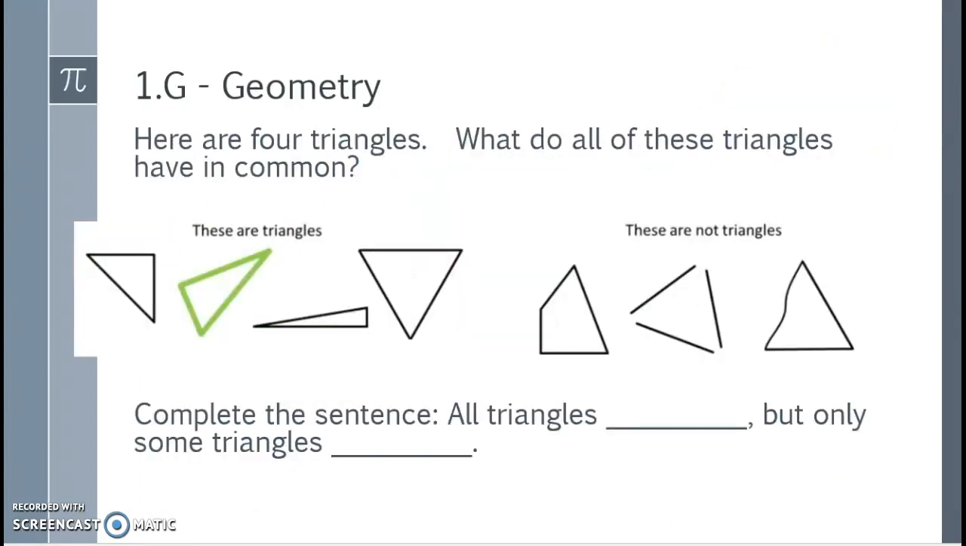Here are 4 triangles on the left. What do all of these triangles have in common? Take a moment to pause and review and look at the triangles on the left and look at those that are not triangles on the right and complete the sentence. All triangles blank, but only some triangles blank. Pause the video, write some ideas down, and come back.